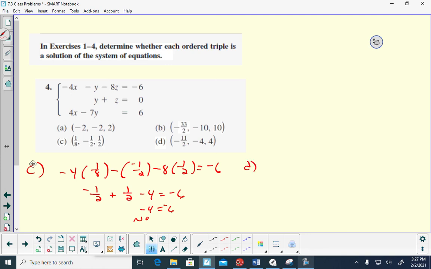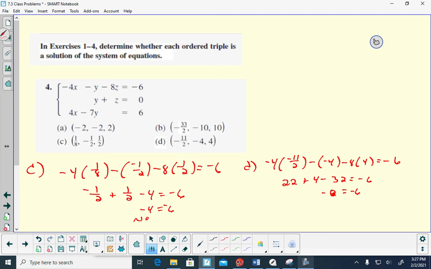Last one I'm going to check is D. So I'm going to do negative 4 times x, which is negative 11 over 2, minus y, which is negative 4, minus 8z, which is positive 4, and I'm trying to see if that's equal to negative 6. When I do that, I have 22 plus 4 minus 32 is equal to negative 6. And I do get negative 6, whoopsie, is equal to negative 6.